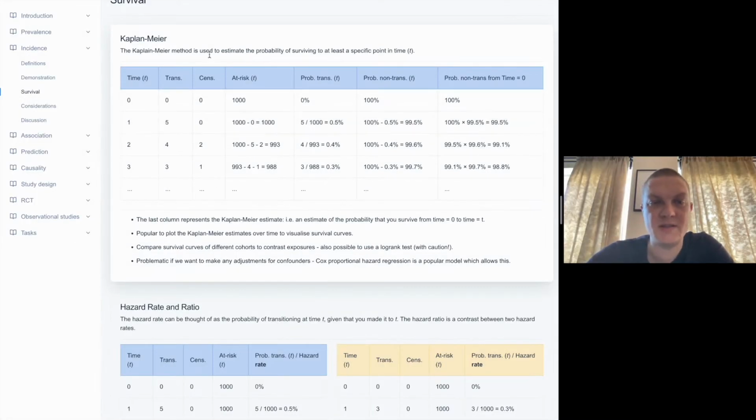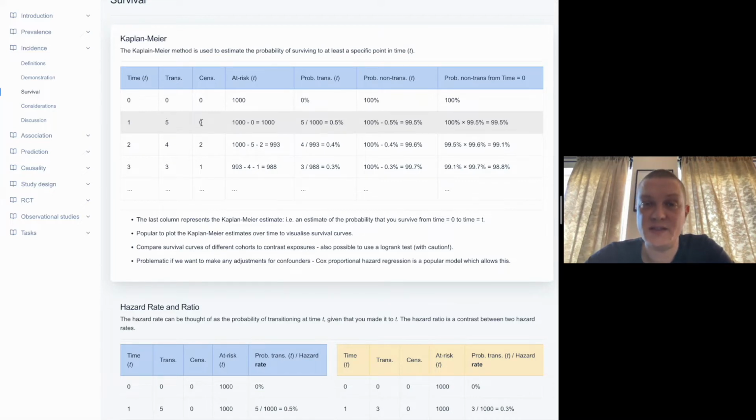Okay, let's look at this example here in this table. This is data for a cohort that we've followed of 1,000 people. Well, they started off as 1,000 people. And we've got data for them from time 0, 1, 2, and 3. Let's start with time 1 here. At time 1, 5 people transitioned in the cohort. And the transition in this case could be from life to death, or it could be from a non-disease state to a disease state, for instance. Not having cardiovascular disease to having cardiovascular disease, and so on.